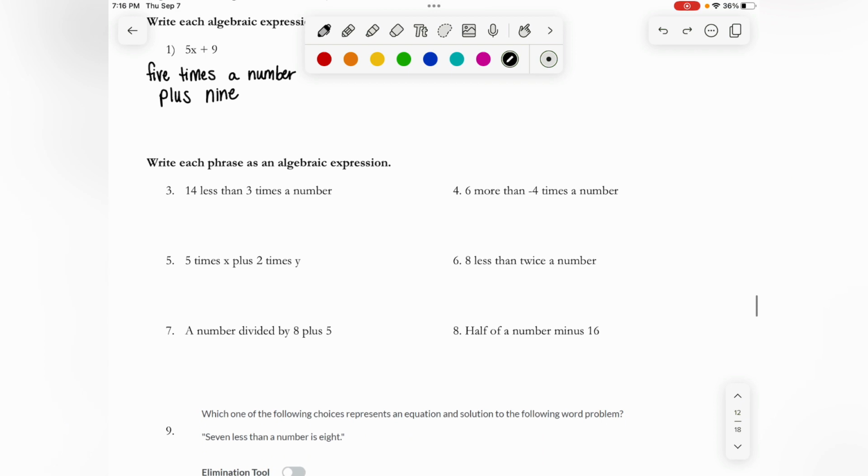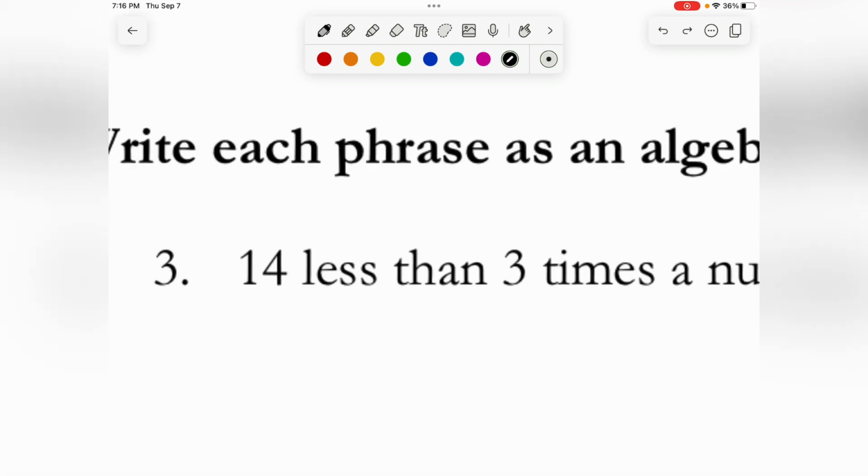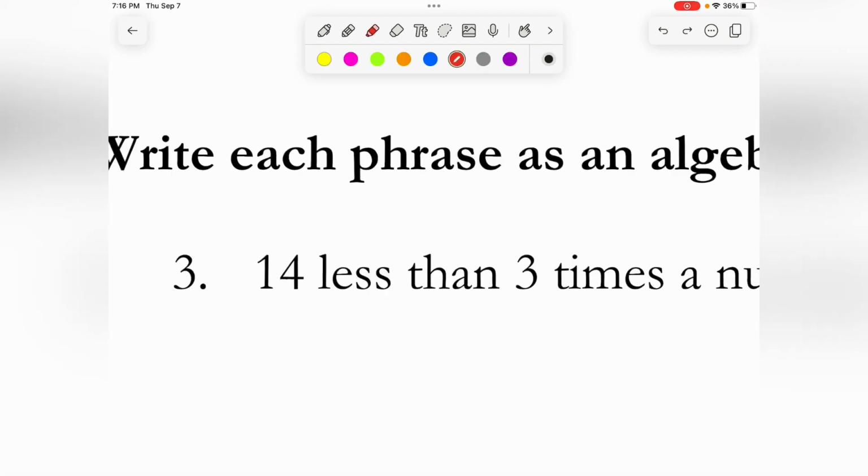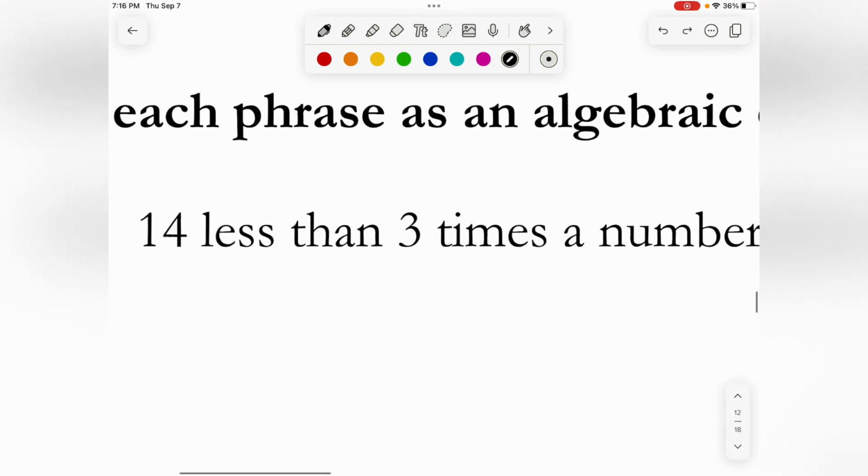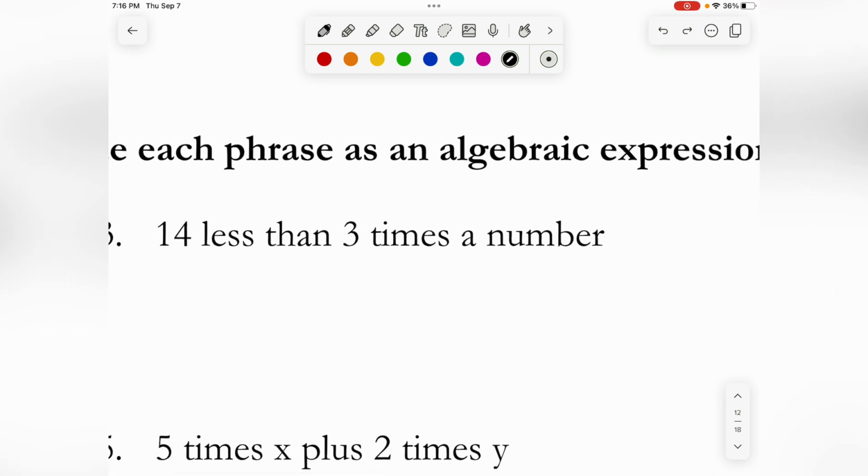Then it says to go the other way. So if they give me words, can I write an expression for that? The hardest one for students is ones like number 3, 14 less than 3 times a number. In this situation, the words "less than" do not mean this symbol. We are actually using subtraction here. So my advice is always do the addition part or the subtraction part last, okay? Always start with something times a number, and that will help you with the order.